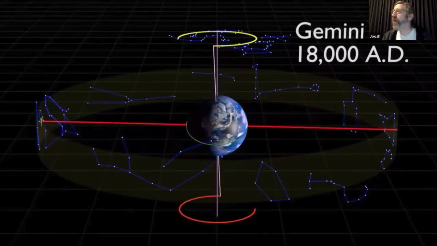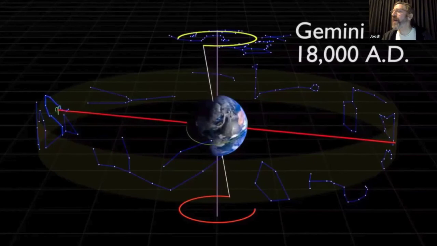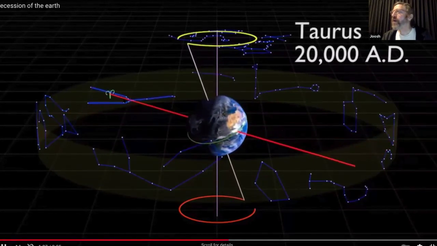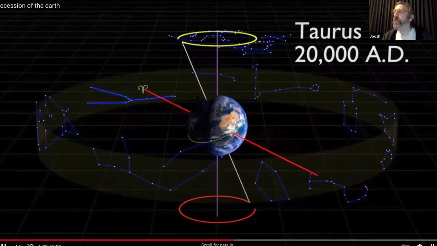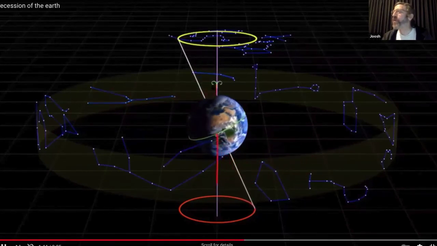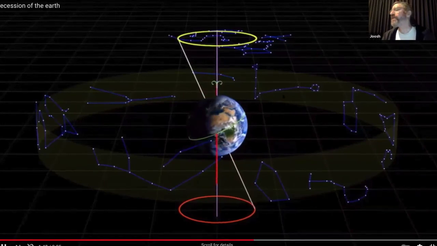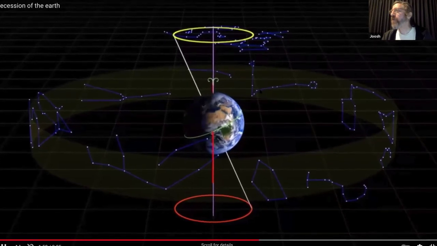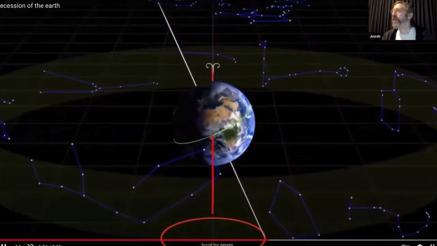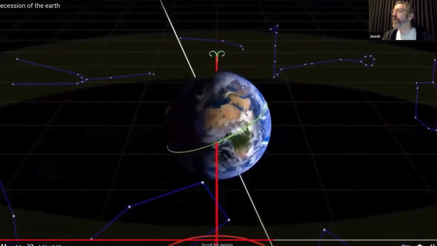You could go backwards as well. 2,000 years ago, it was in Pisces. So this is why the precessions change, and it was in Aries 4,000 years ago, and it's in Pisces in the year 0. And what happens is the North Star changes. And this is a cool thing. It'll show you how the North Star changes.